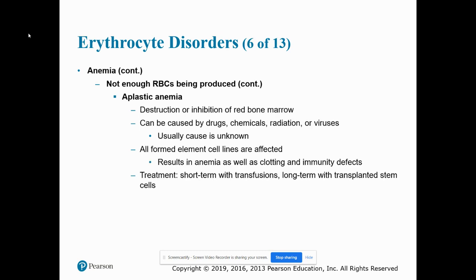And then we have aplastic anemia. This is destruction or inhibition of red bone marrow. Remember, red bone marrow is what produces our blood cells. This can be caused by drugs, chemicals, radiation, viruses. Usually the cause is unknown. All formed element cell lines are affected, which means red blood cells, white blood cells, platelets, all affected. So this is going to result in anemia as well as clotting and immunity defects. Treatment short term would be transfusions, long term would be transplanted stem cells.